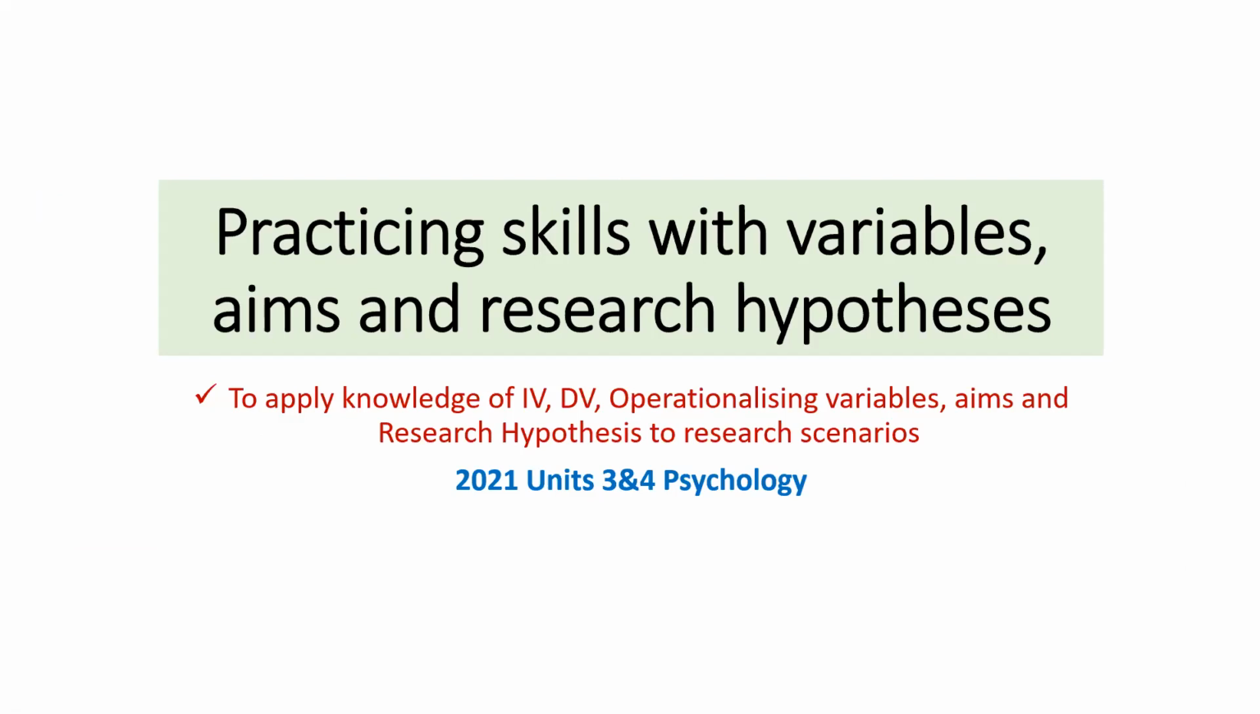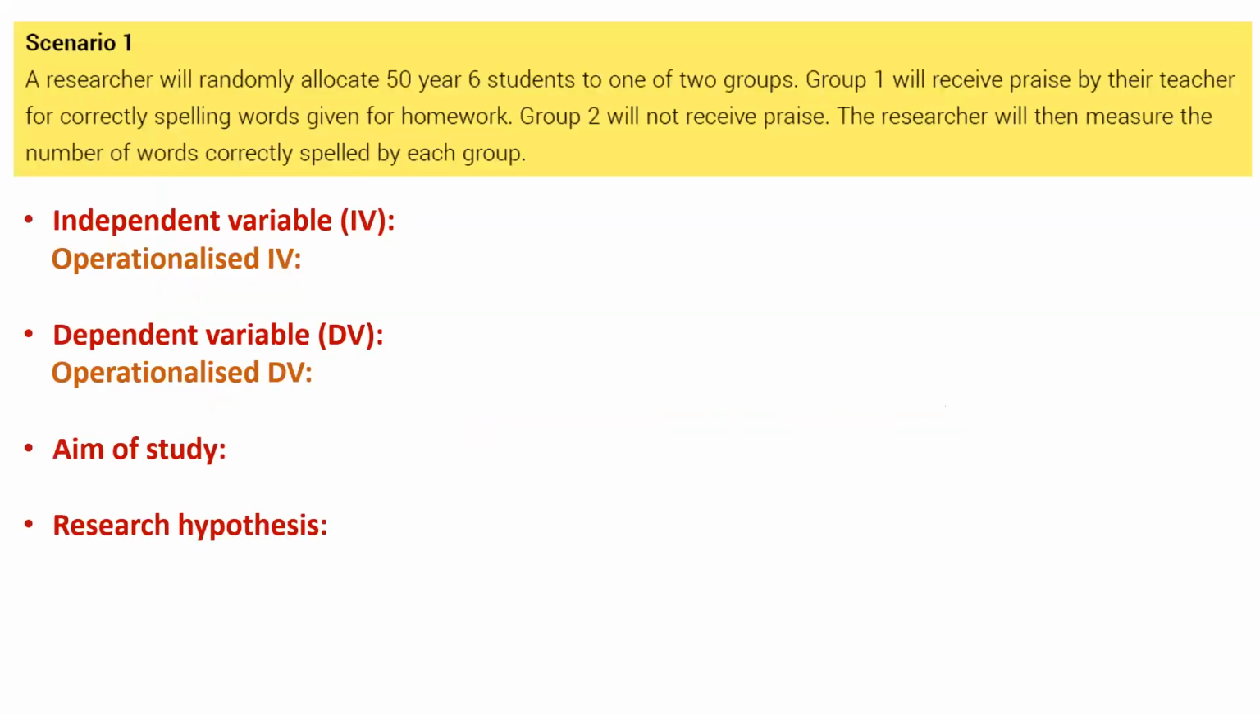Okay, so I know that you guys know what you're doing. So let's get started with the first scenario. The first scenario says, a researcher will randomly allocate 50 Year 6 students to one of 2 groups. Group 1 will receive praise by their teacher for correctly spelling words given for homework. Group 2 will not receive praise. The researcher will then measure the number of words correctly spelled by each group.